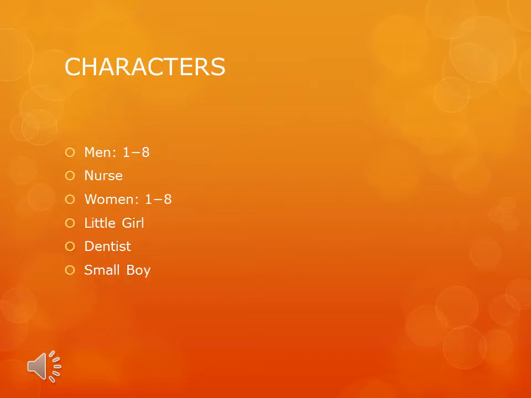The characters of the play are men 1 to 8, which means 8 men are there, nurse, women 1 to 8, which means 8 women are there, little girl Dorothea, dentist, and a small boy. So the scene begins in this way.